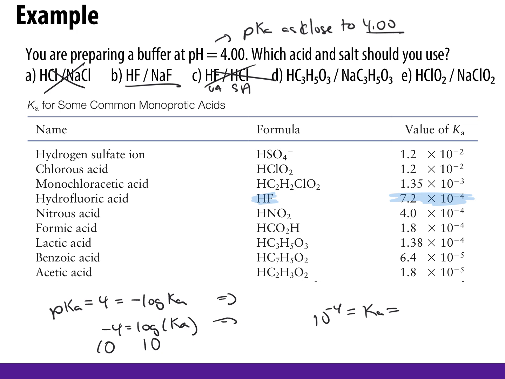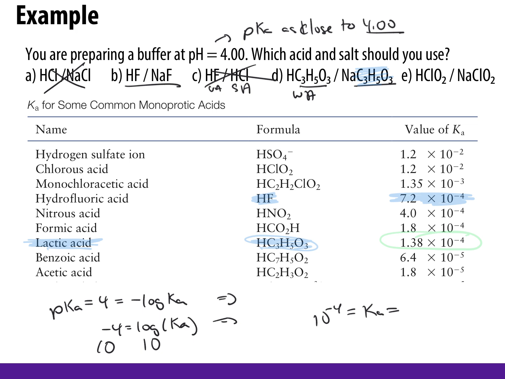What about some of these other ones here? HC3H5O3, NaC3H5O3. That is in fact a buffer. It's got a weak acid here, and the conjugate base. This happens to be lactic acid, bane of any endurance athlete. So lactic acid here, and this is the sodium lactate. This is the conjugate base. If we look at this, then the Ka is 1.38 times 10 to the minus 4. That's a great match and definitely the best case here.